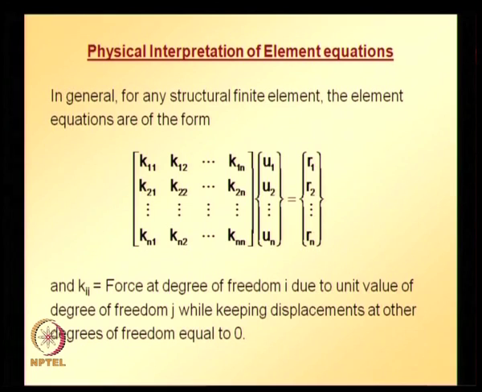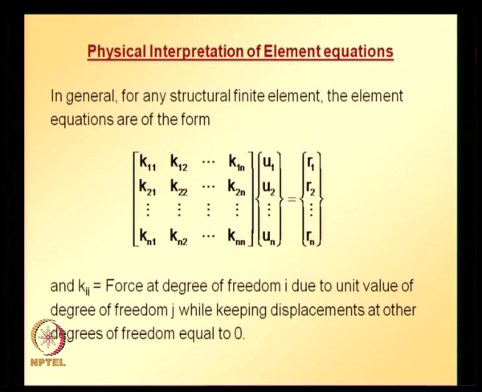Where ijth component of stiffness matrix is nothing but force at degree of freedom I due to unit value of degree of freedom j, or unit value of displacement at j while keeping other displacements equal to 0. So, that is what each component of stiffness matrix is. So, this is a physical interpretation of element equations.